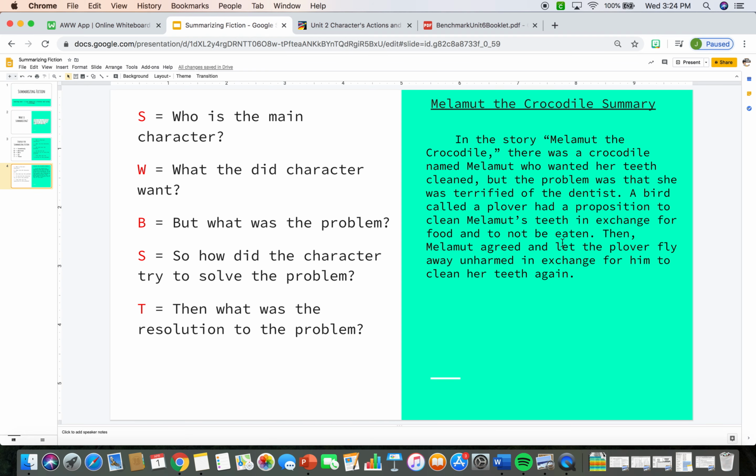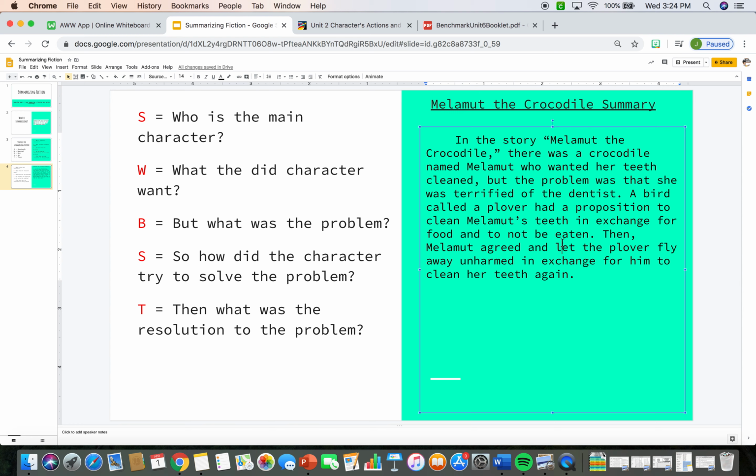Okay. So I'm going to reread it. In the story, Malamute the crocodile. There was a crocodile named Malamute who wanted her teeth cleaned, but the problem was that she was terrified of the dentist. A bird called a plover had a proposition to clean Malamute's teeth in exchange for food and to not be eaten. Then Malamute agreed and let the plover fly away unharmed in exchange for him to clean her teeth again.